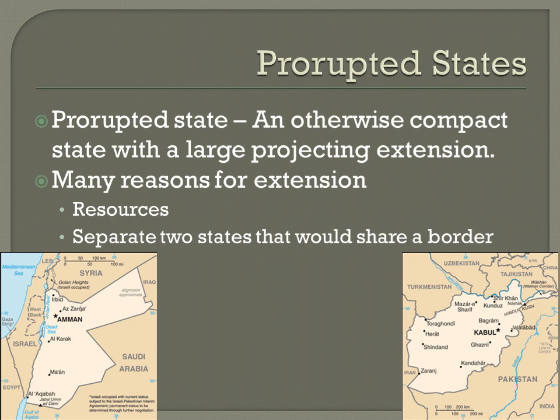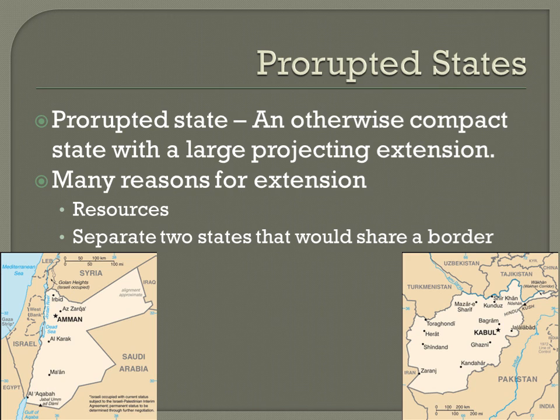There are different reasons why they might have this large projecting extension. It might be access to resources, things like water. A great example is a state that might be landlocked, but has this proruption that reaches out to a body of water. Or it could separate two states that otherwise would share a border, a great example of a buffer state. So prorupted states can often act as a buffer between two states so that they won't share a border. Let's take a look at a couple of examples down at the bottom.